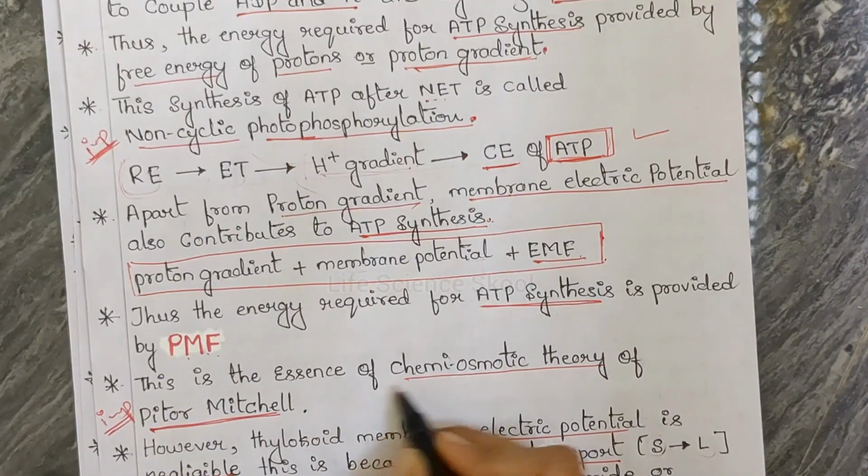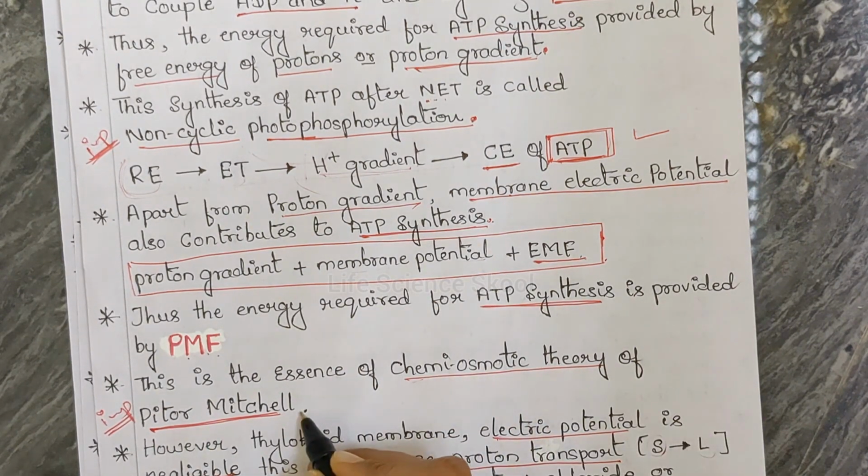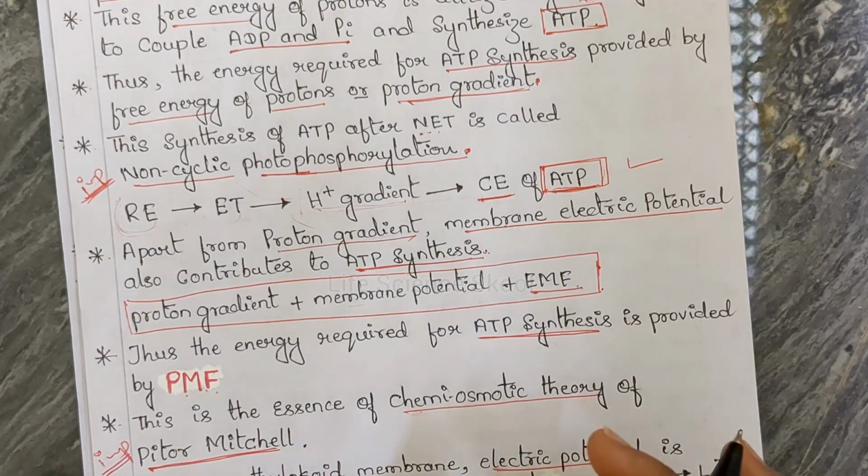Okay, this is the essence of the chemiosmotic theory of Peter Mitchell. So this is the scientist's name. He gave the chemiosmotic theory. This is what I have explained, the chemiosmotic theory of Peter Mitchell.